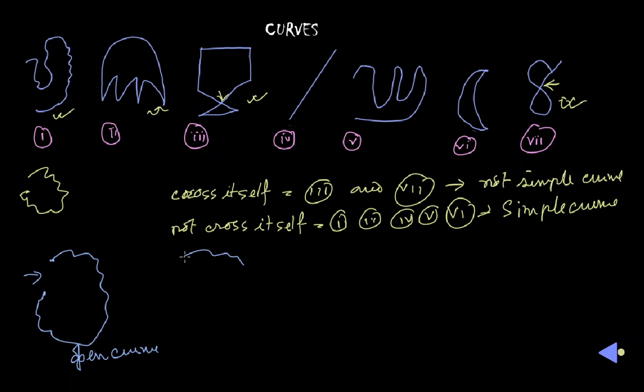Another curve is here. You see the starting point and the end point are meeting at a single point. That is why it is called a closed curve. There is no gap between them. So that is called a closed curve.